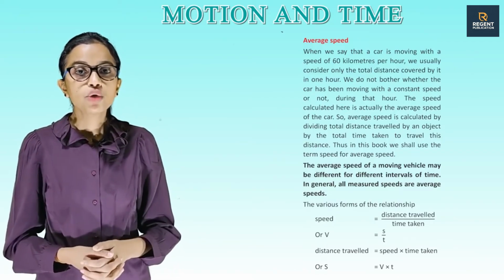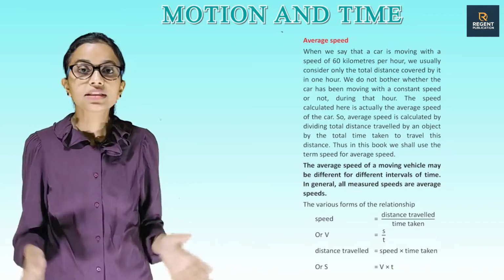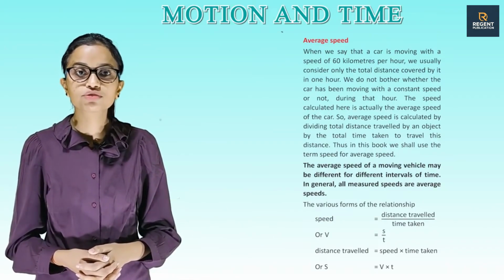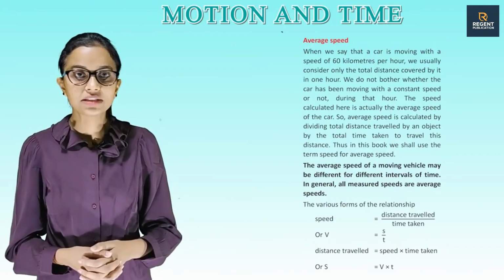Thus, in this book, we shall use the term speed for average speed. The average speed of a moving vehicle may be different for different intervals of time. In general, all measured speeds are average speeds.